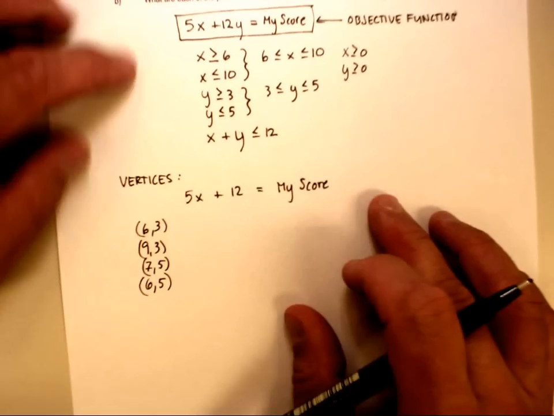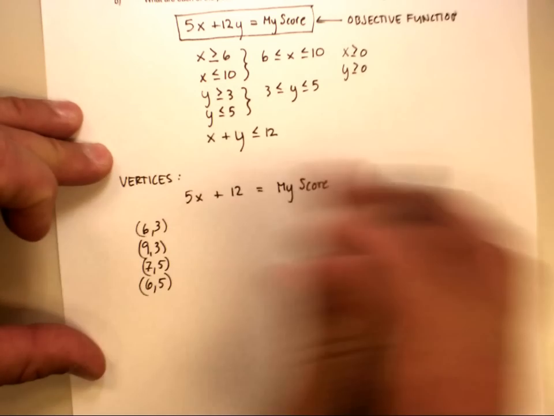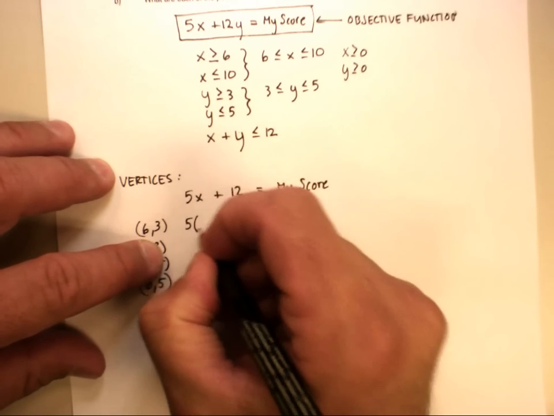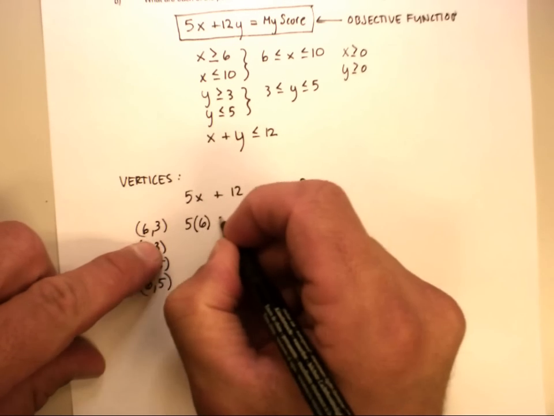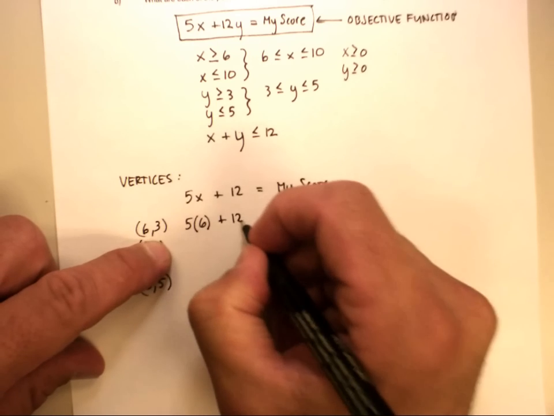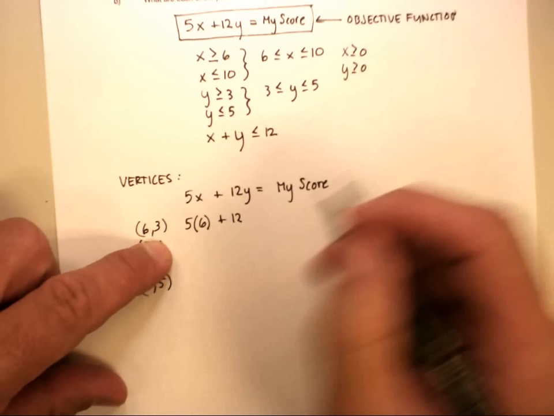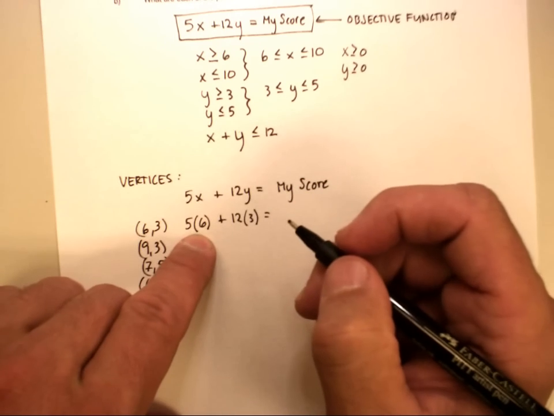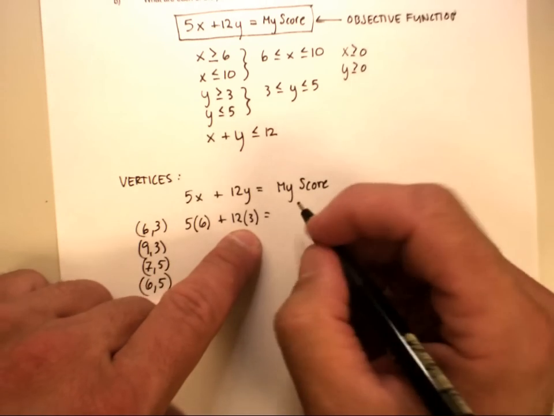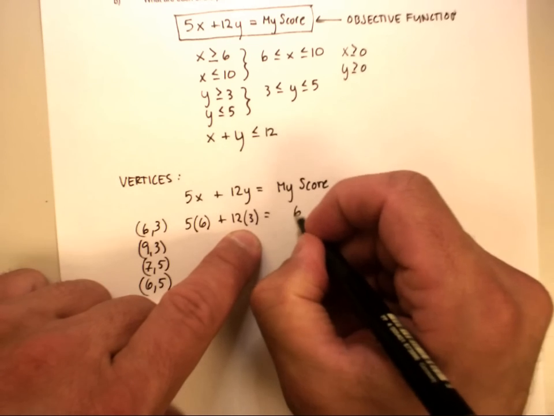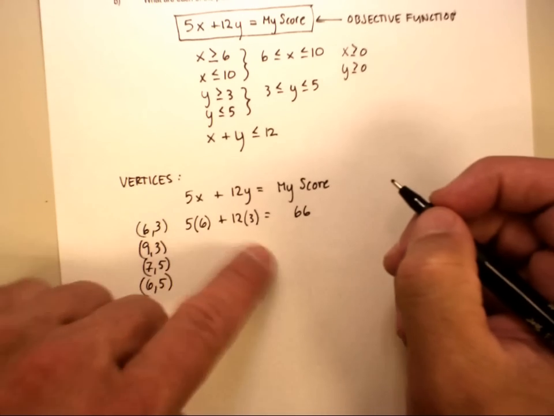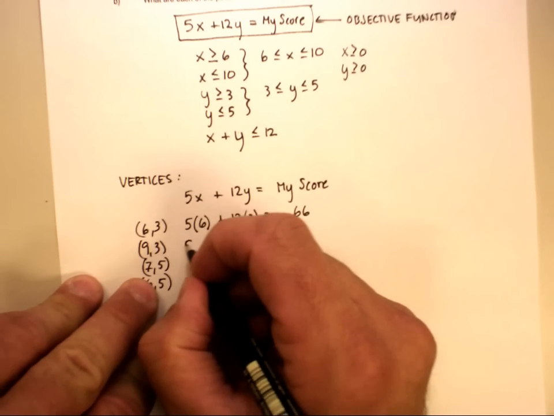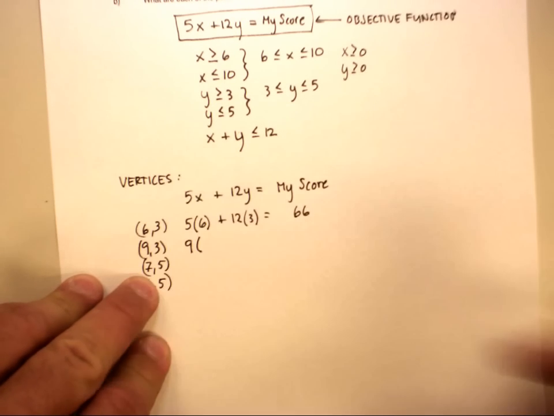Now let's go ahead and start plugging things in. Notice how I'm keeping this kind of like a grid. So I'm going to start off 5 times the x is 6 plus 12, that should be 12y, sorry. 12 times the y is 3. That's going to give me 30 plus 36 gives me a total of 66 points if I chose this combination, okay? Let's move on.